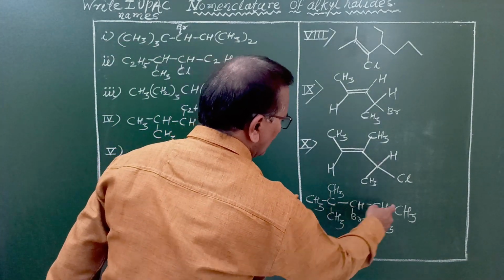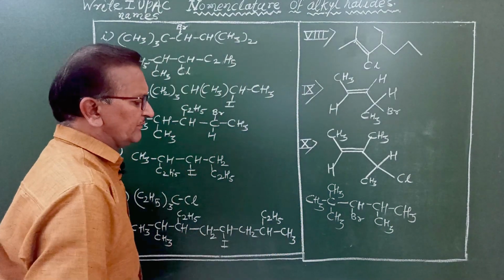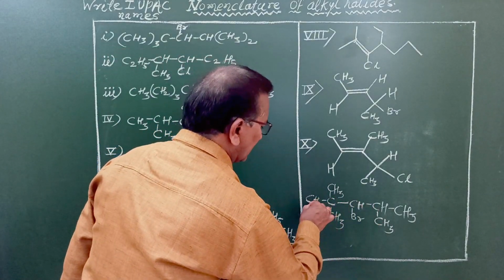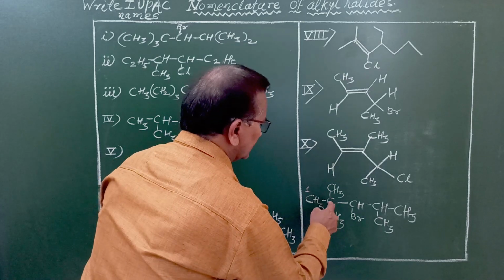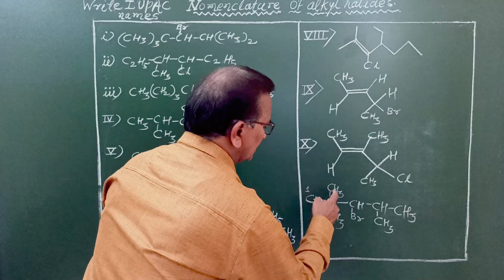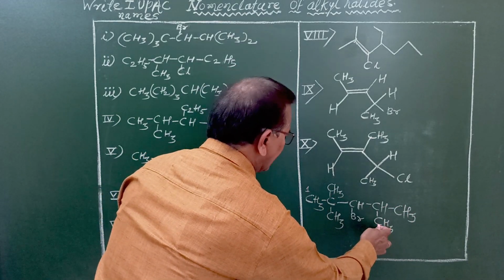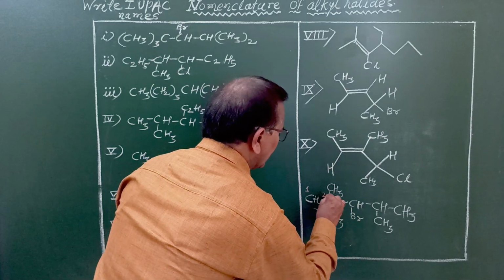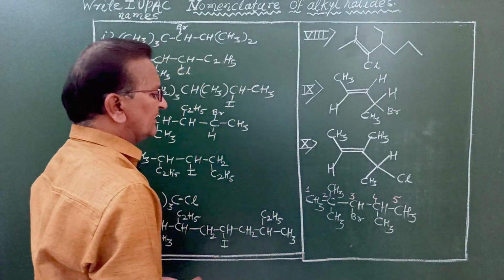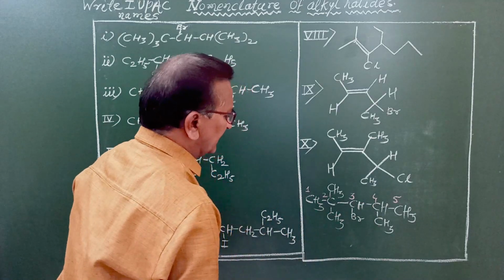Now let us see here: 1, 2, 3. 1, 2, 3. The halogen atom, that is the bromine atom, is at equidistance from both the ends. But we have to start numbering from this left side, because on the left side there are 2 branches, and on the right side on carbon number 2 there is only one methyl group in branch. Therefore we must number like this: 1, 2, 3, 4 and 5.